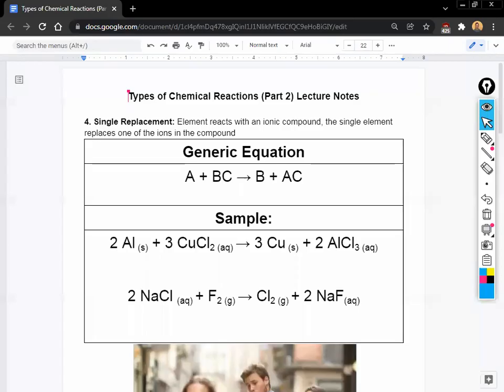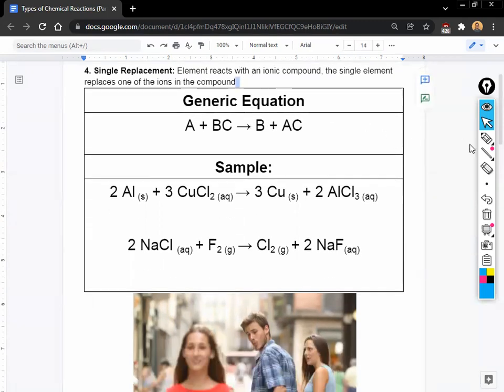Okay, so the last time that we met, we talked about types of chemical reactions, part 1. And in part 1, we talked about synthesis, decomposition, and combustion reactions. We're going to be finishing up that discussion with the last 2 types of reactions. So again, you guys don't need to copy down everything, just the parts I tell you that are important, okay?